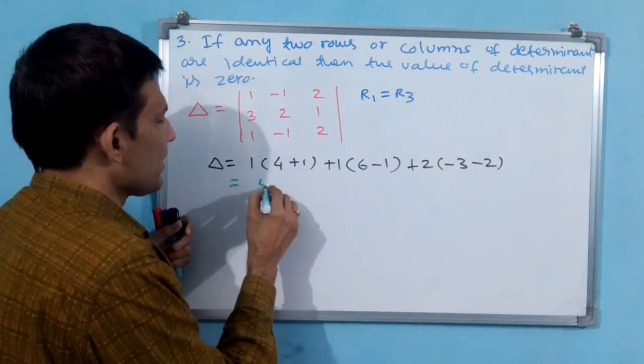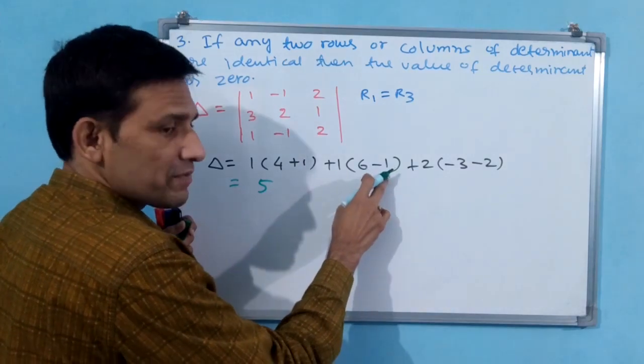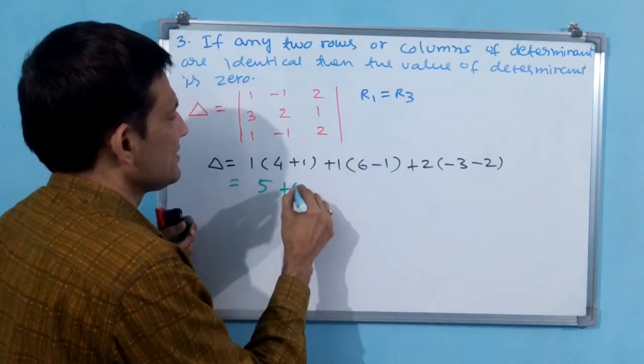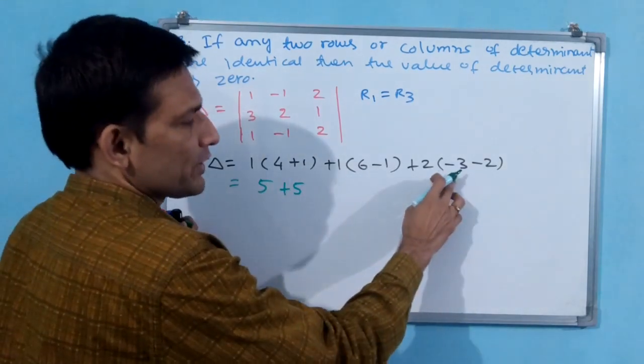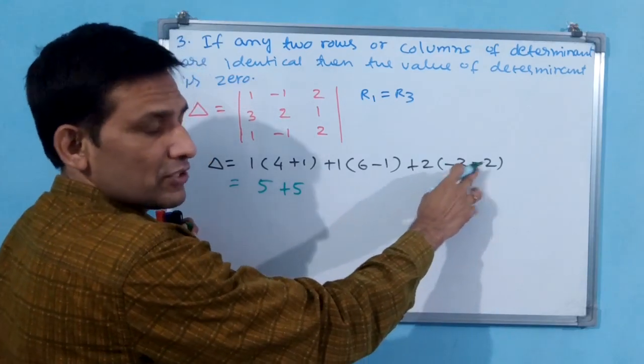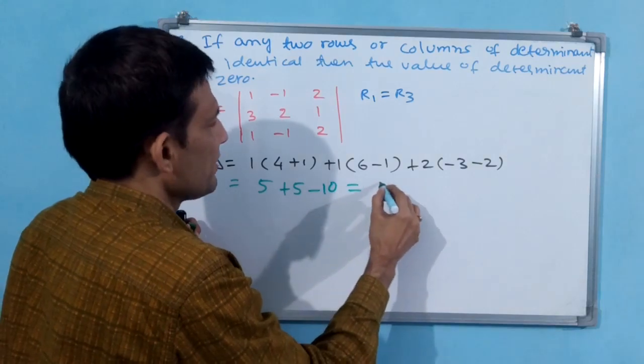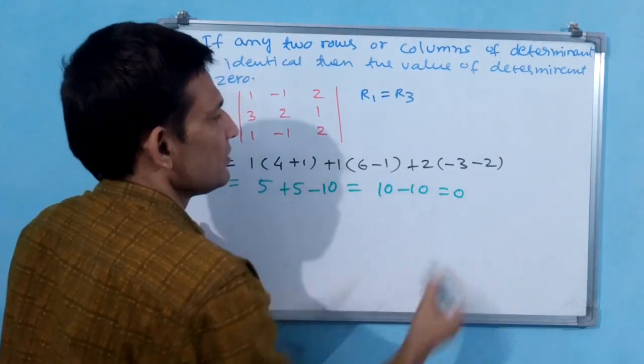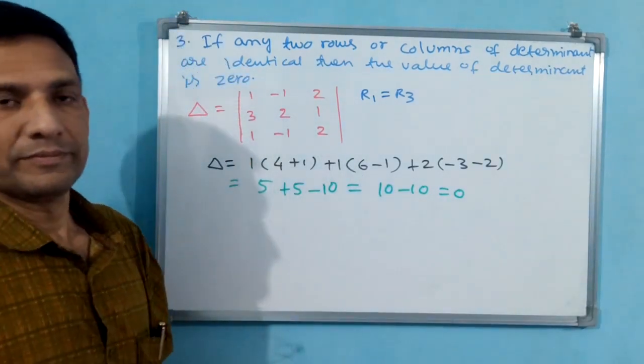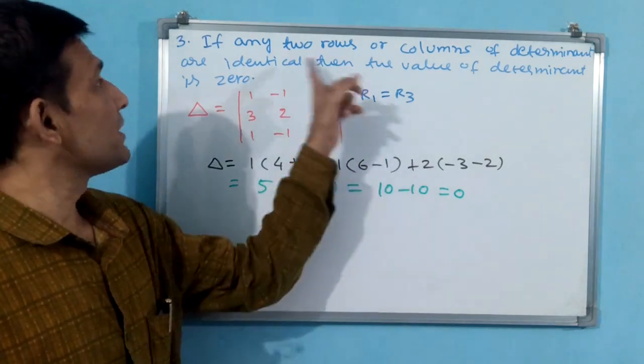Now 5 into 1, 5. 6 minus 5, 1, 5. 5 into 1 plus 5. Okay, you see, minus 3 minus 2, minus 5. Minus 5 into 2, minus 10. That means plus 10 minus 10. That is equal to 0. You understand? Now the value has become 0. You see, 0.